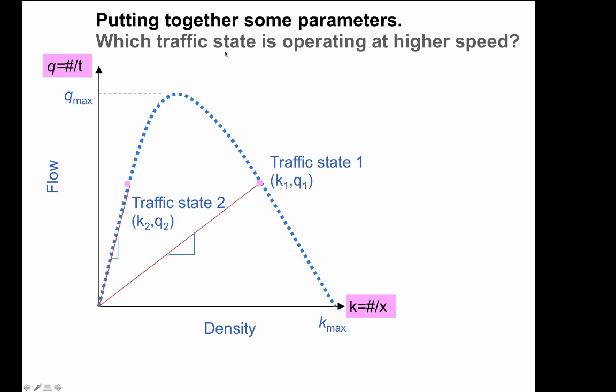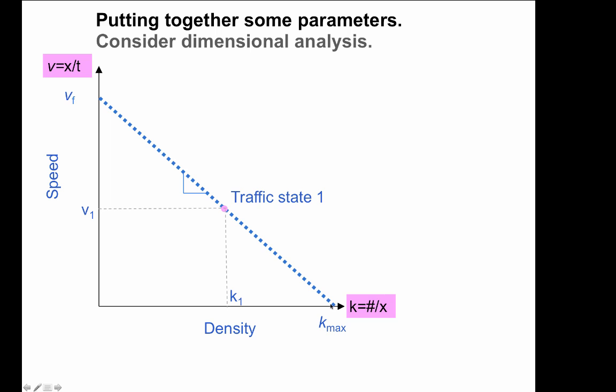So the question here is, which traffic state is operating at a higher speed? And hopefully you can see that traffic state 2, while the two states have the same flow, they have different densities and different speeds, and actually traffic state 2, the speed is much higher. So this side of this diagram is referred to as the free flow regime of the diagram, so high speed, and then this side of the diagram is the congested regime with the speed decreasing from this value to 0 on the far right hand side.